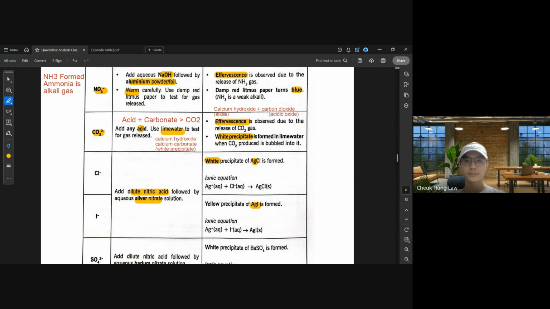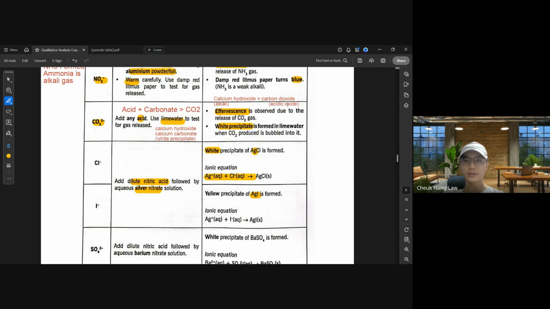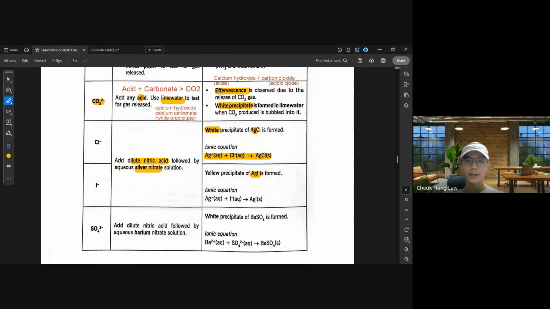So your observation will be a white precipitate forms, and that white precipitate is silver chloride. This is the ionic equation: silver ion plus chloride ion gives you silver chloride. For iodide, when you add dilute nitric acid followed by aqueous silver nitrate, you'll get silver iodide, which is yellow. It is also an insoluble salt, that's why it's a precipitate. So a yellow precipitate of silver iodide is formed, and this is the ionic equation.